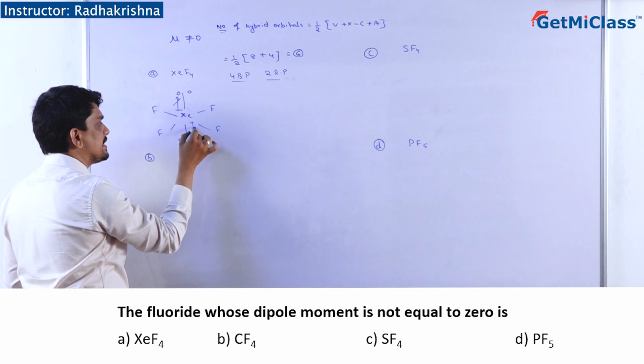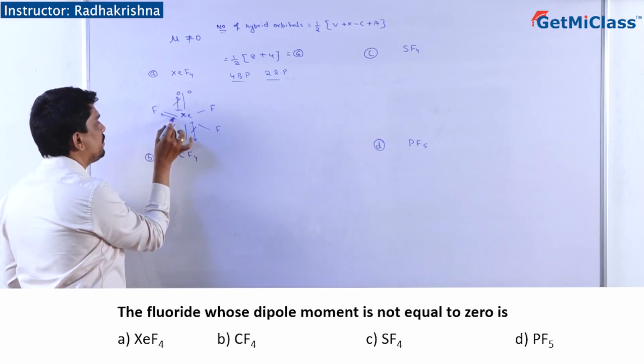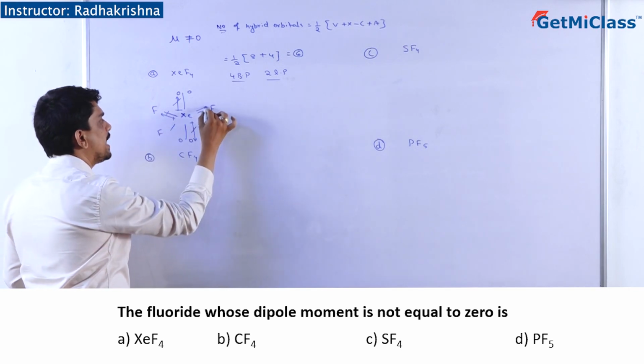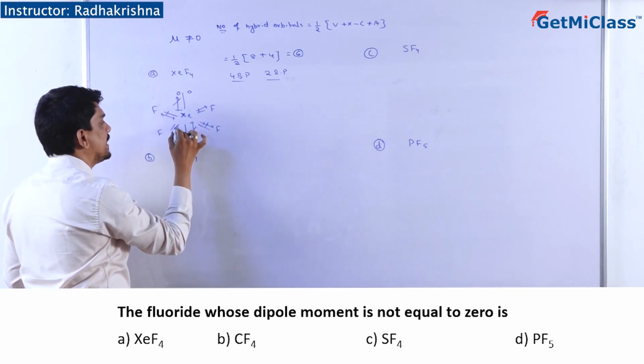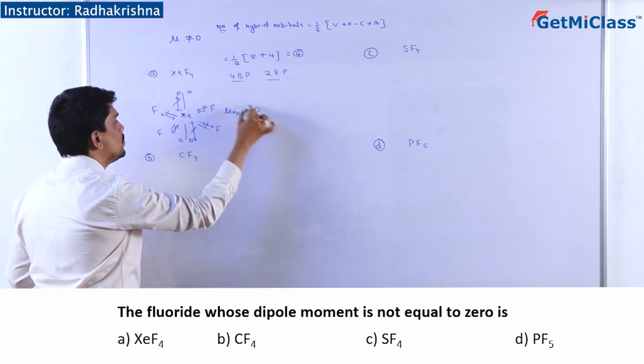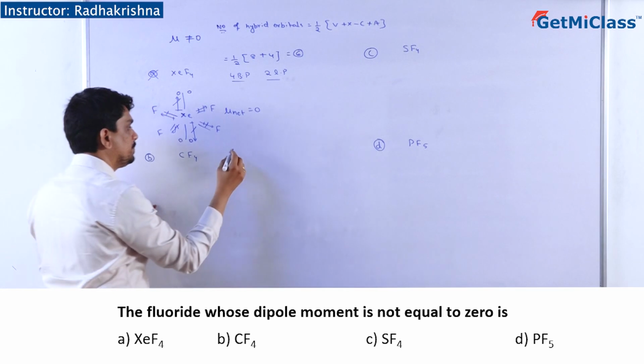So these two cancel each other, right? The dipole moment of this and this will cancel each other. The dipole moment of this and this will cancel each other. So what is the net? 0. So it cannot be the answer, no? So let's go to option B, CF4.